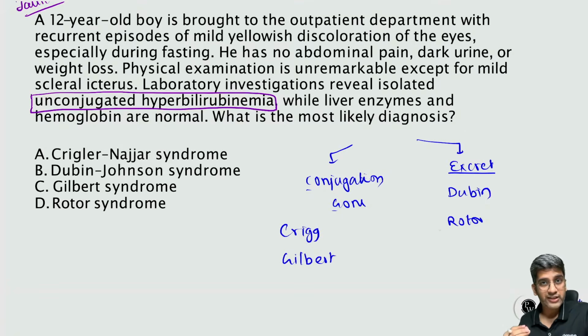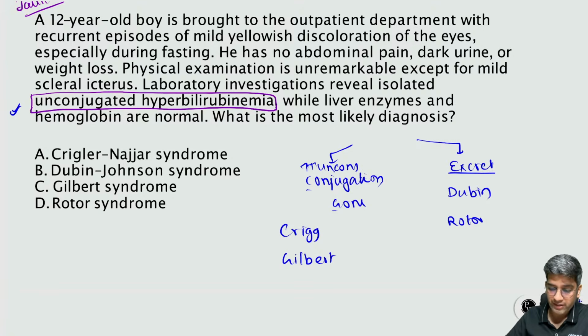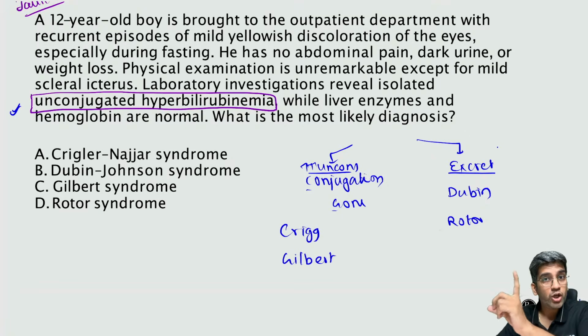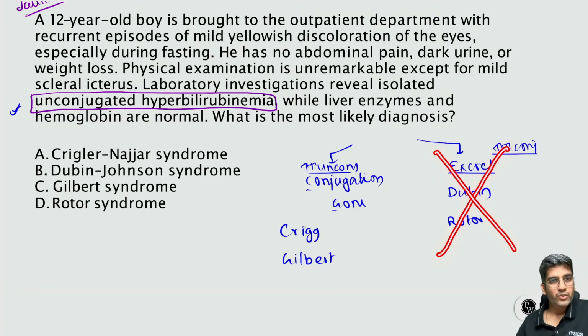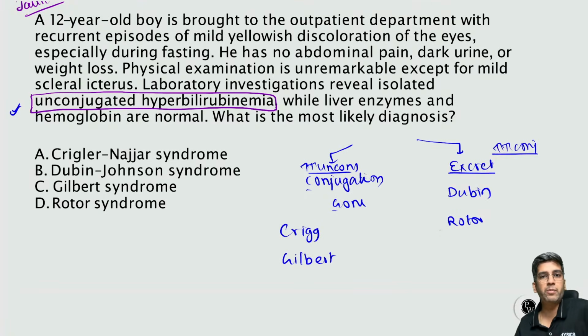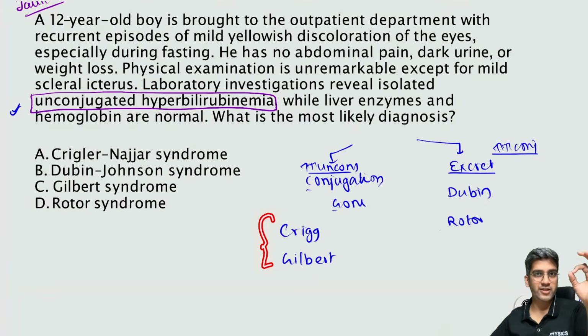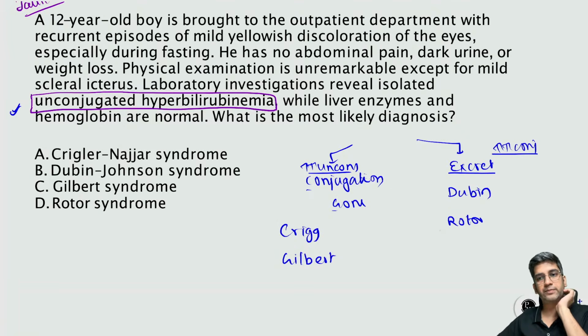When conjugation is defective, I'll have unconjugated hyperbilirubinemia. There's no conjugation, right? So obviously the bilirubin is going to be unconjugated. When excretion is defective, conjugation has happened, so I'll have an increase in conjugated bilirubinemia. So now it's very easy for me, I can ignore these, right? Because the question says unconjugated hyperbilirubinemia. Okay, perfect. And hemoglobin is normal. That means not even hemolytic anemia, right? So now I have to choose between these two. Now I made your life easier. Tell me whether it's Crigler-Najjar or Gilbert.